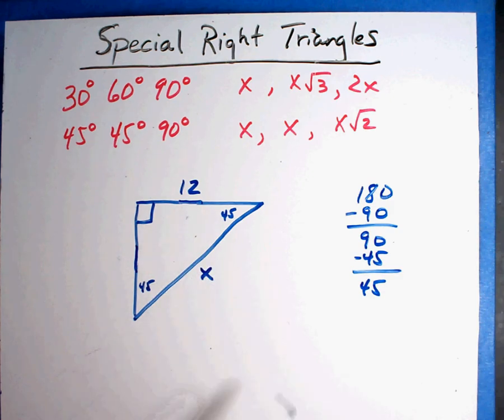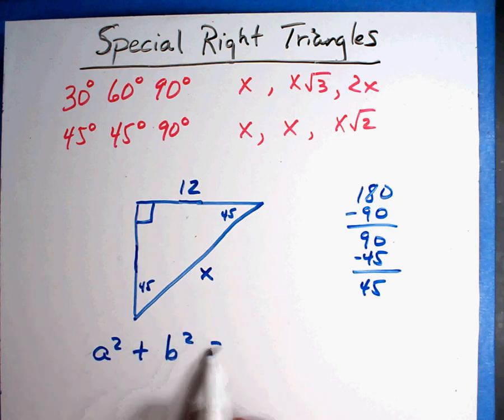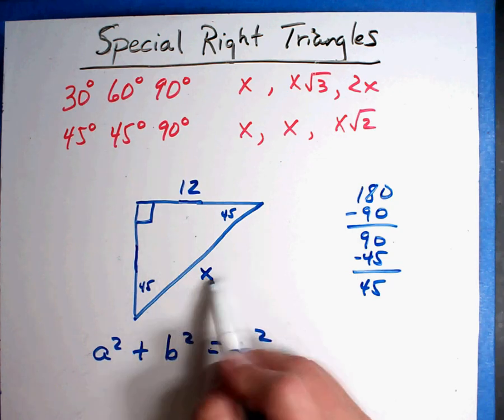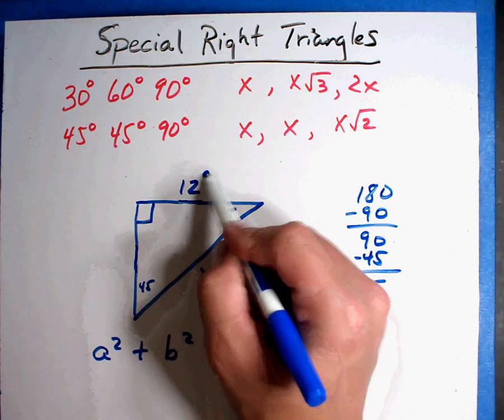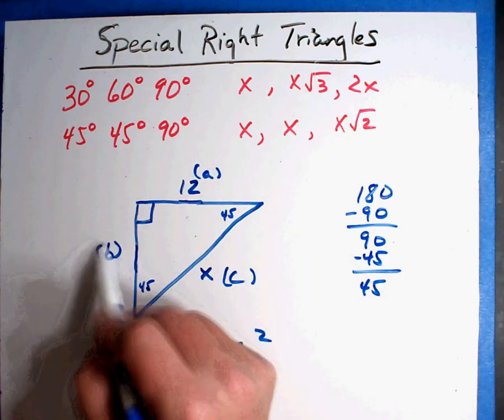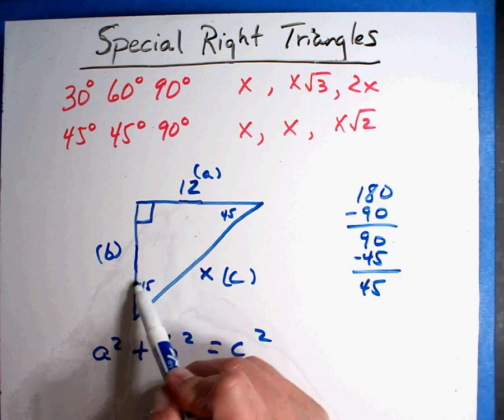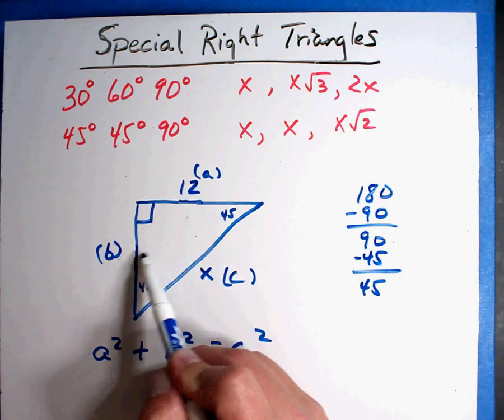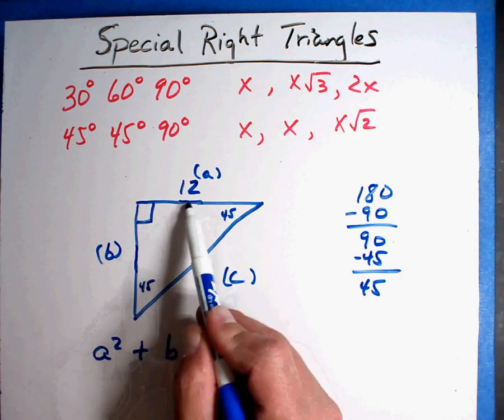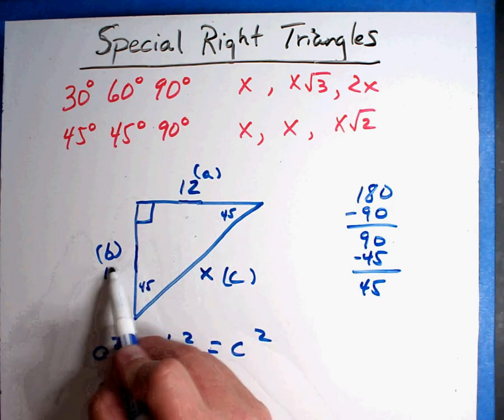Let's say that they told us this distance was 12, and they want to know this. Well, if we do it the way we did it in the last video, a squared plus b squared equals c squared, the Pythagorean theorem, you're going to end up getting values that you can use along the way. So let's see what we get. C is the longest side, so let's say that's C, this is A, and this is B. Well, if these angles are the same, then that means the sides opposite them are also. So this one's also a 12.